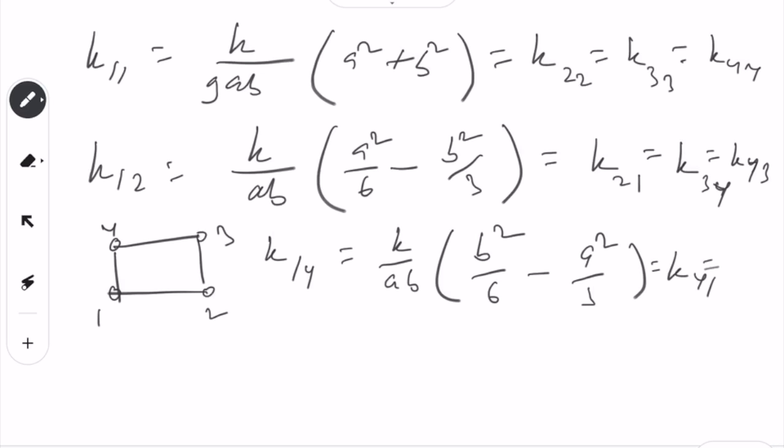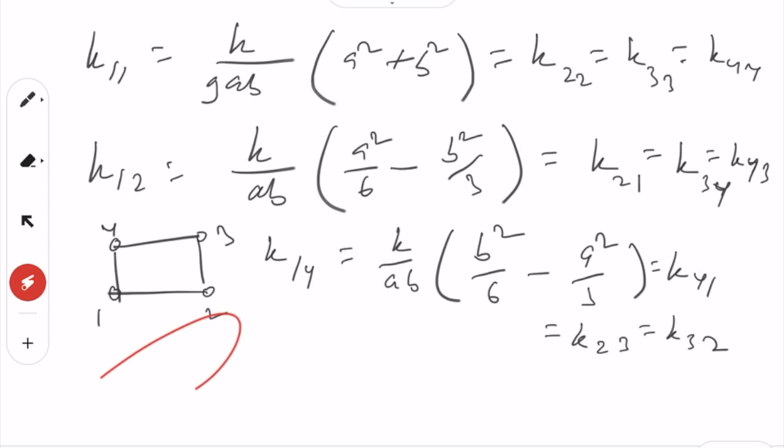Now this will be equal to k41, which should be equal to k23, equal to k32. So 4 times 4 is 16, and out of 16 we have 4 here, 4 here, and 4 here, only 4 now remaining, and that 4 will be because of this one. What is the value of k13? The value will be the same, k13 equal to k31, k24 equal to k42. So that's what you have to find out next, and you will be done.